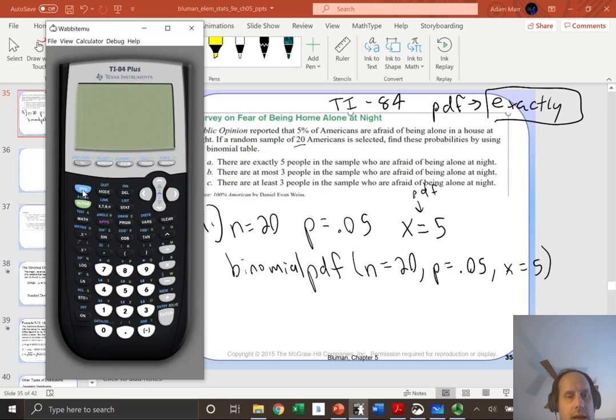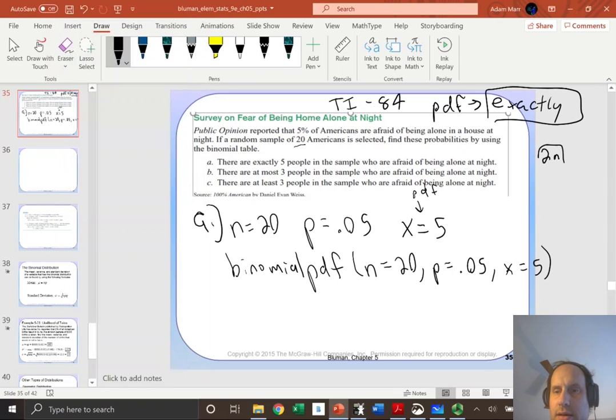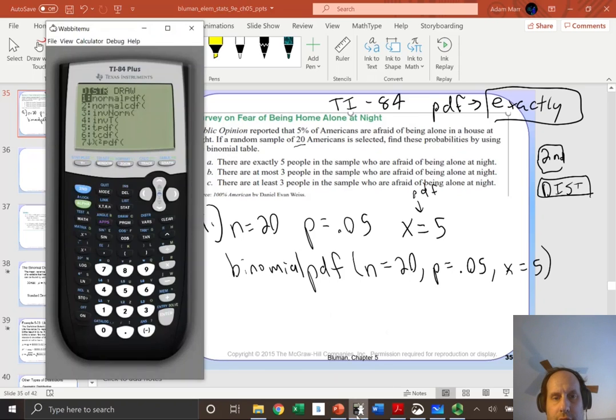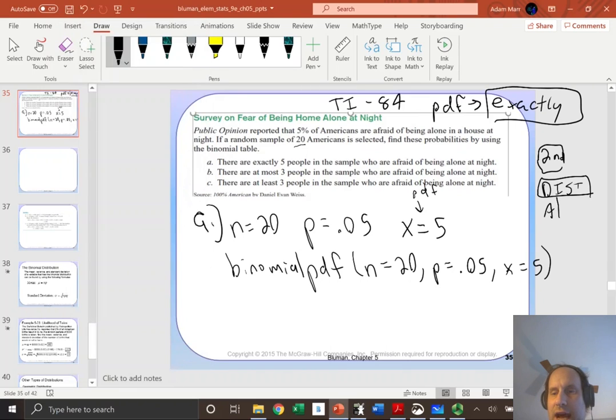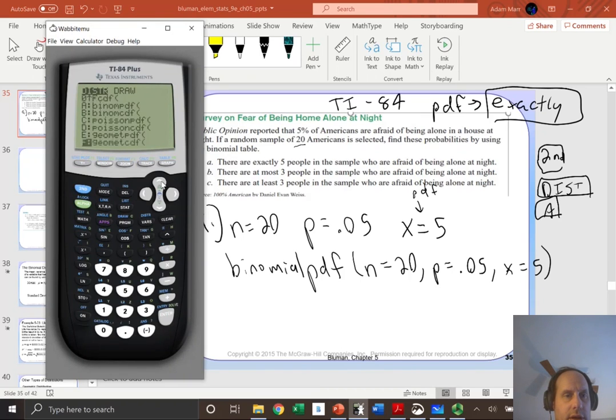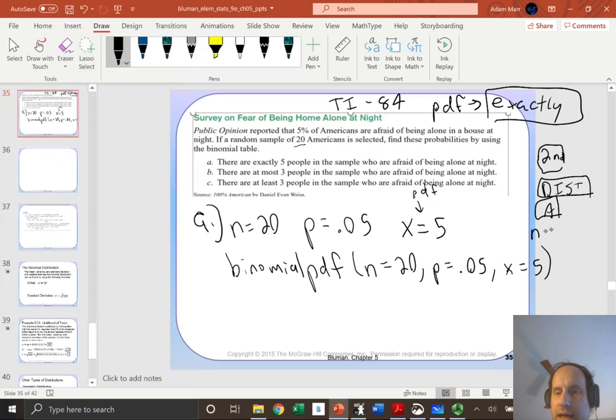We're going to press second, then distribution. I'm just going to write that down for people. Remember, the distribution is in blue. Then we go down to letter A after that. That's Binomial PDF. If you want to, you can just go up like this, which is easier to get to. There we go, Binomial PDF. It's easy from there. You just enter in what you already have. It always goes in the form of n, p, x.